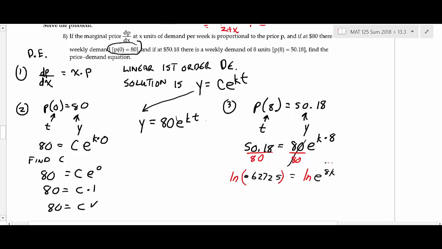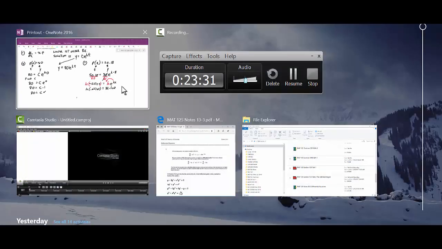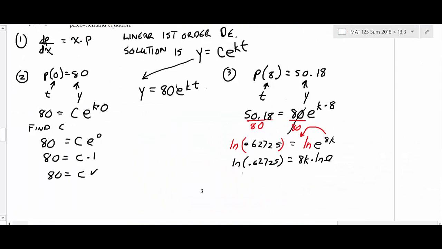All right, and remember we have this property of logs that says the exponent comes down, so we'll end up having ln 0.62725 equals 8k times ln e. And let's see, then I'm just going to bring this down, so that gives us this. ln of e is 1, so we got 8k. Then I can divide both sides of this equation by 8, use my calculator to find what k is, and then I'll have this thing ready to put together.